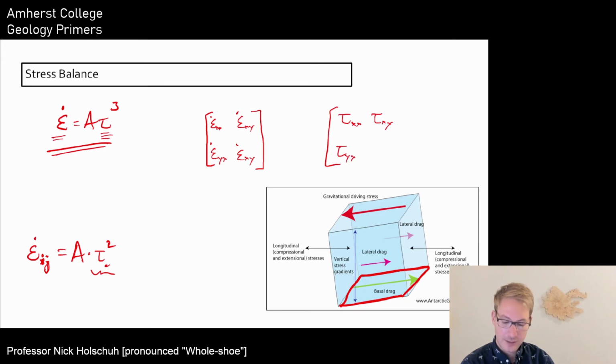And we're not going to talk about the details of the math here, but that effective stress represents something about the average stress state of the system, times the stress of just the component of interest.